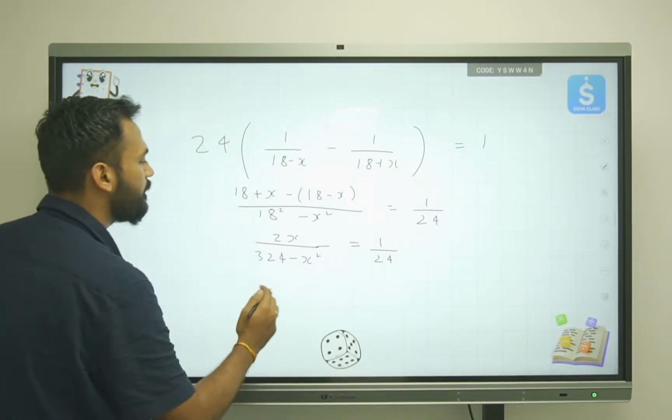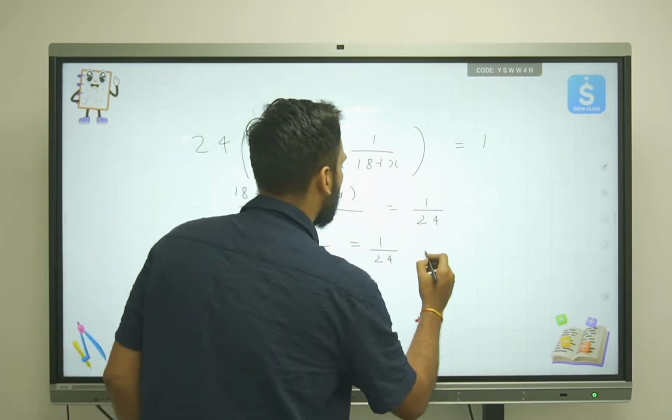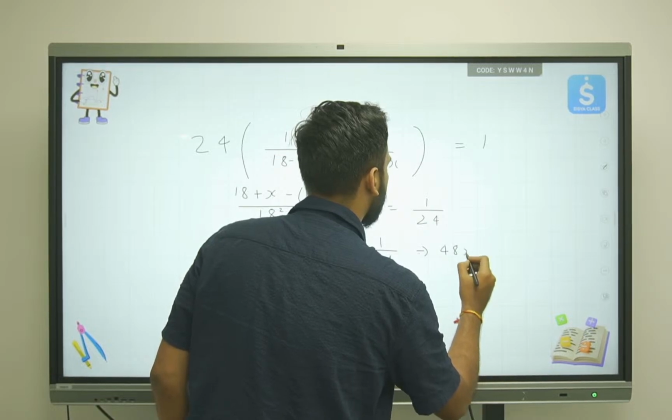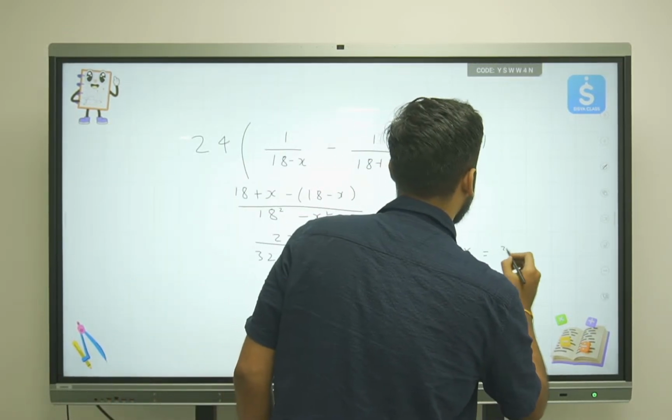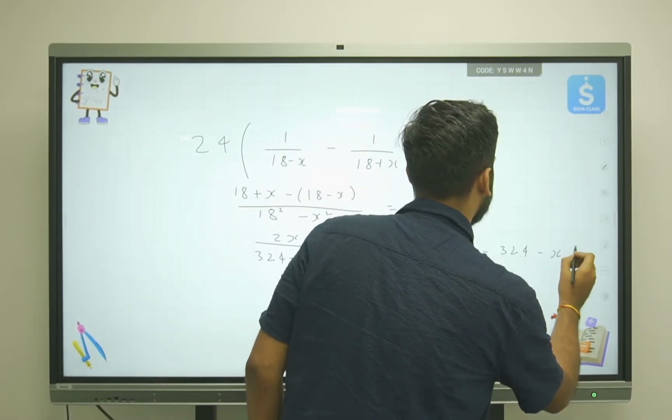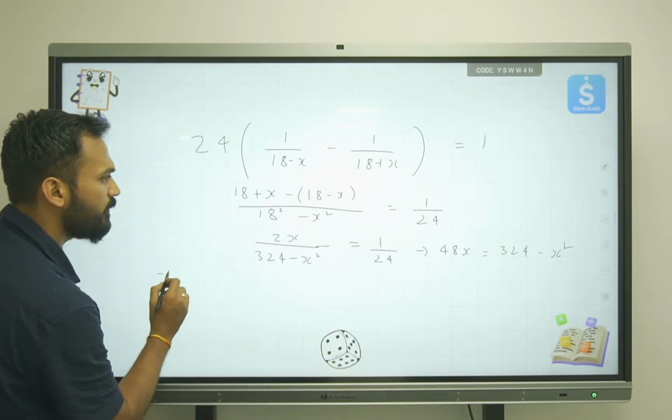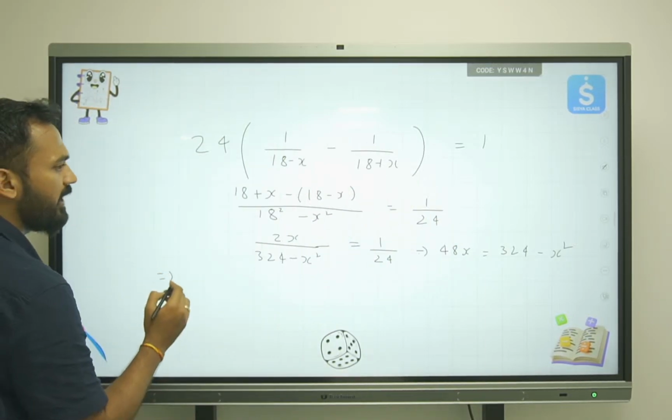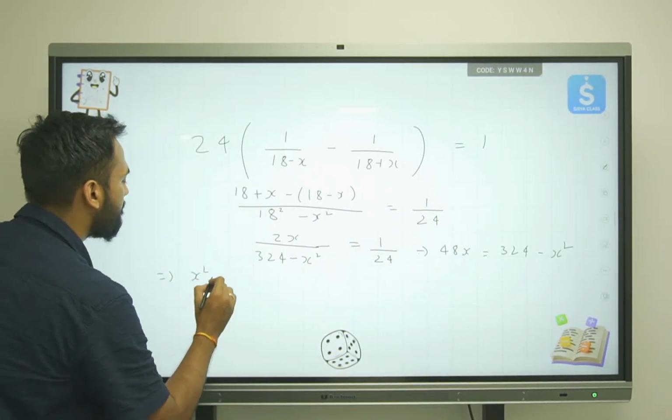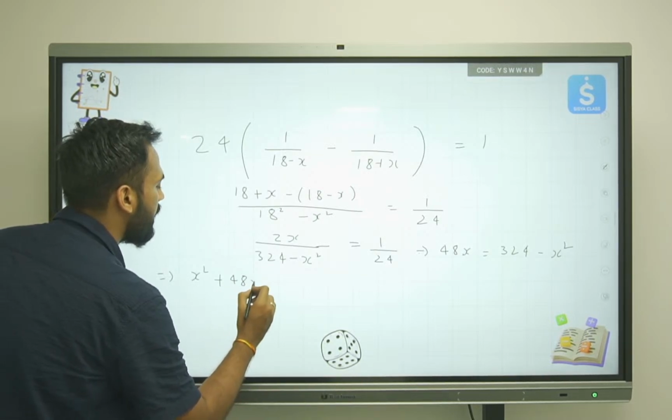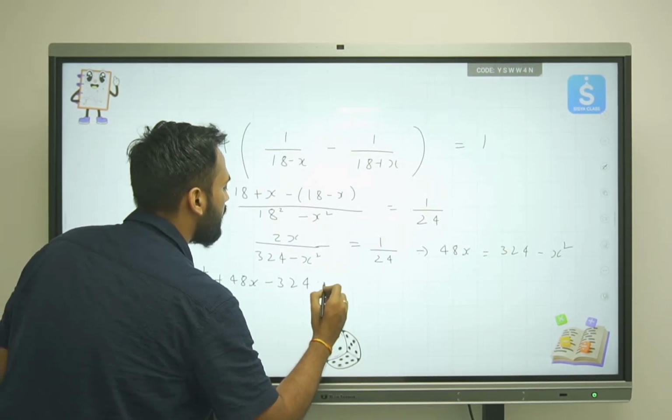Let's cross multiply: 24 into 2, 48x is equal to 324 minus x square. This will give me x square. Let's take it to the left side: x square plus 48x minus 324 is equal to 0.